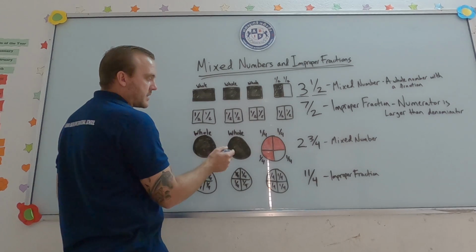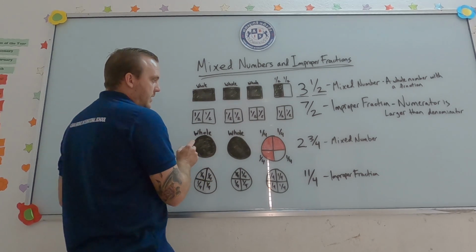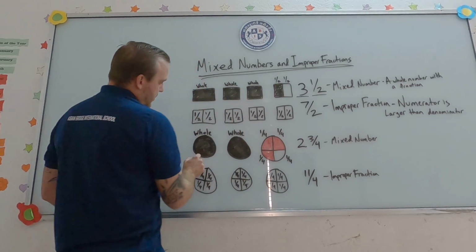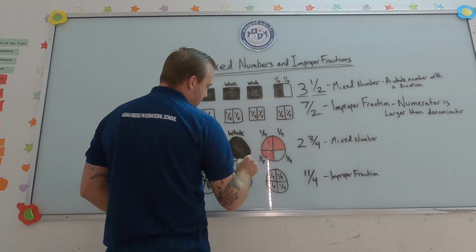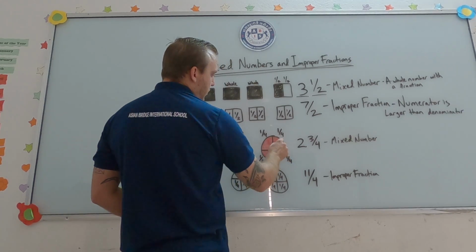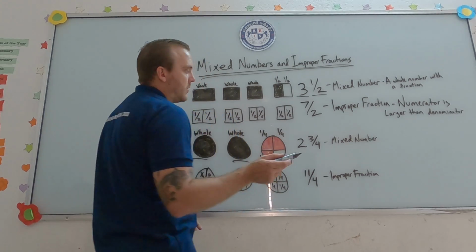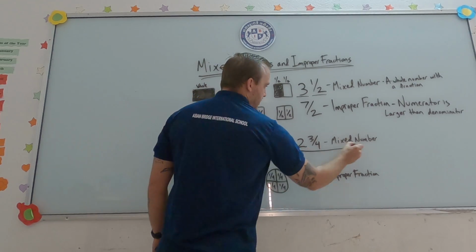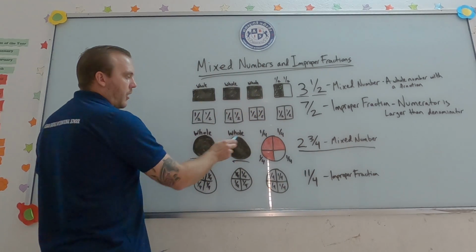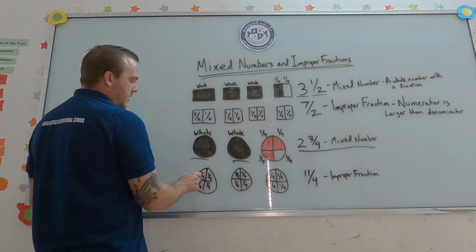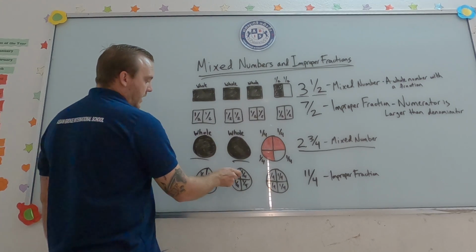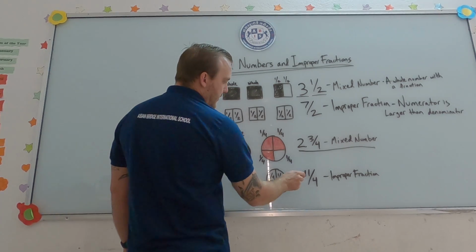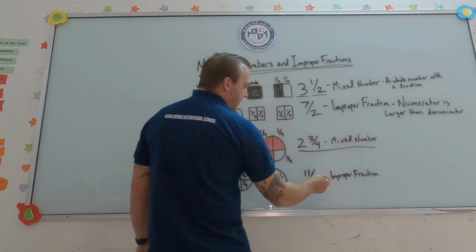Down here, Samir has done the same thing. He's colored 2 3/4 of a circle. So he's colored this whole circle, and then he's colored 3 out of the 4 pieces of this circle. So we can do the same thing. We can look at that as 2 3/4, a mixed number. Or we can count how many quarters he's drawn individually. 1, 2, 3, 4, 5, 6, 7, 8, 9, 10, 11. 11 out of 4. So that's an improper fraction.